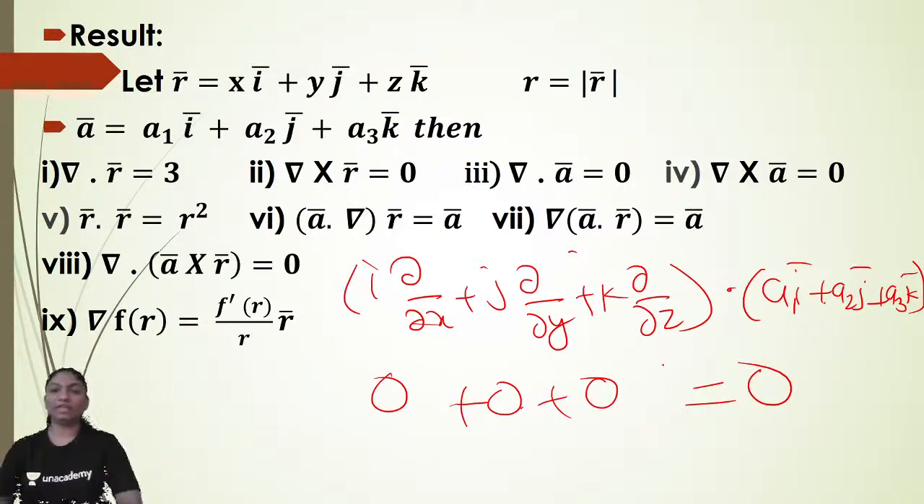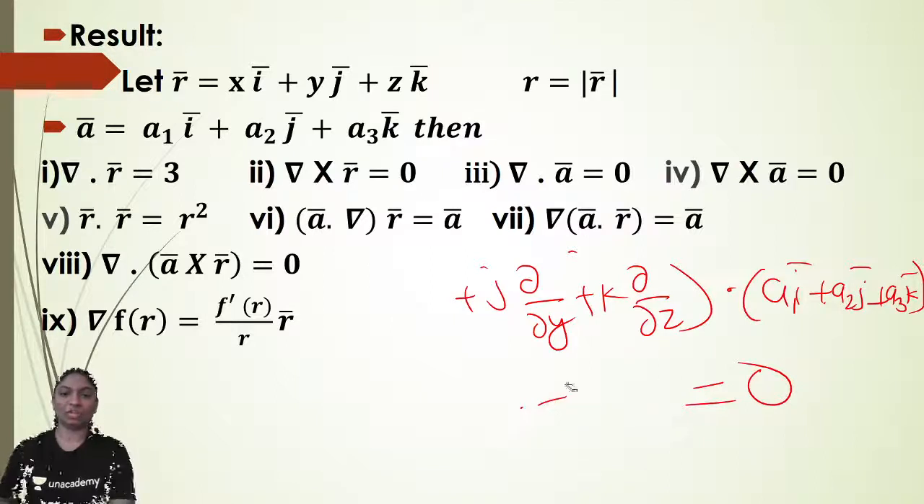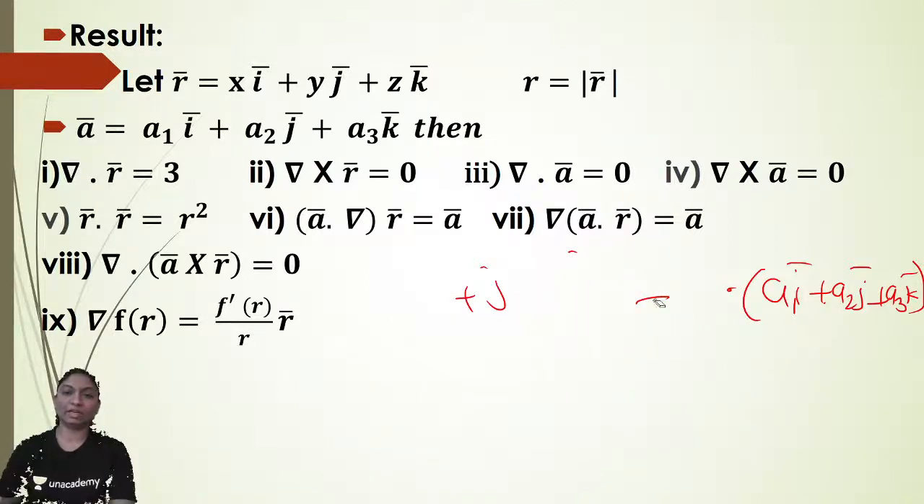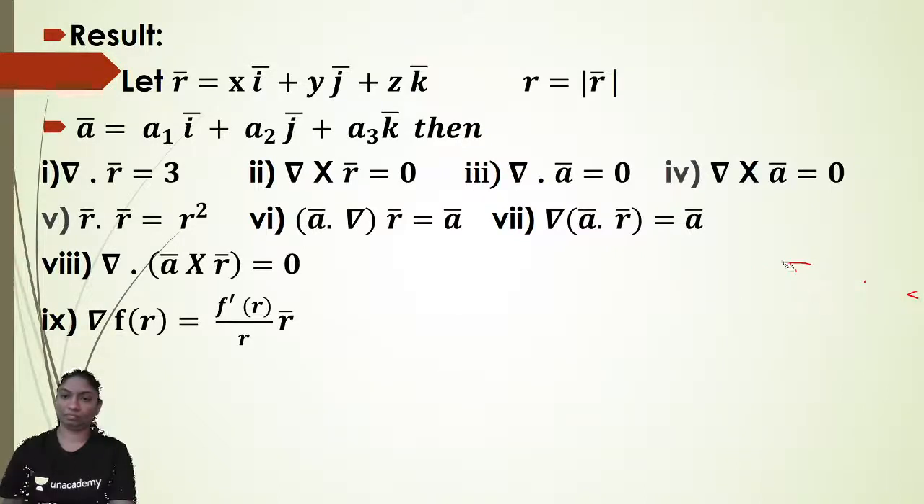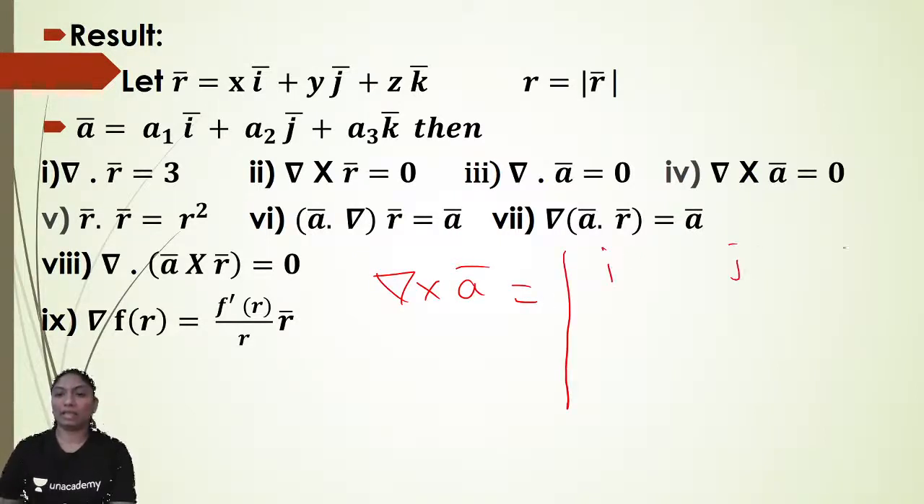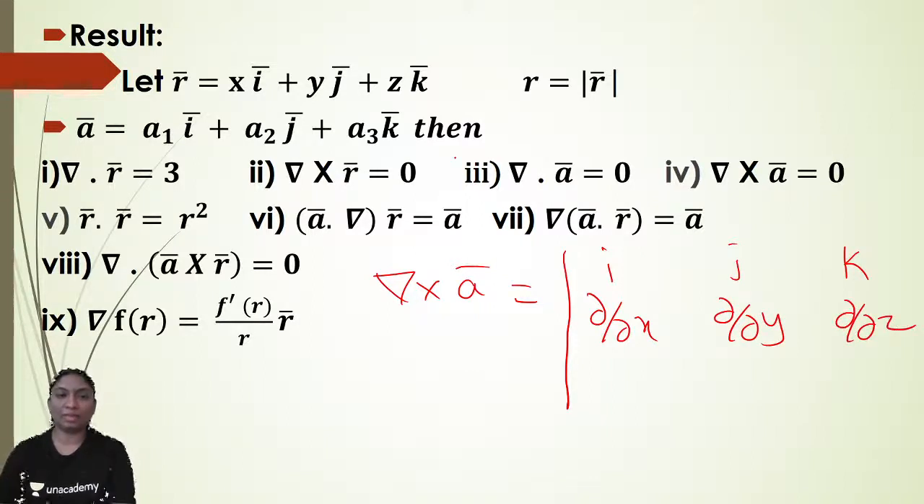Okay, now we will see del cross A bar is equal to 0. Now we can find out del cross A bar. Del cross A bar is equal to the determinant with rows i, j, k; del, which is ∂/∂x, ∂/∂y, ∂/∂z; and A bar, which here is A1, A2, A3.